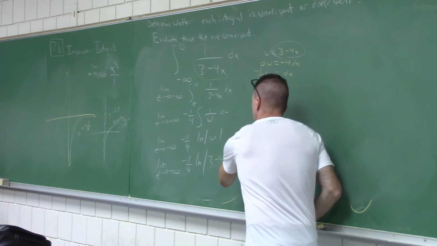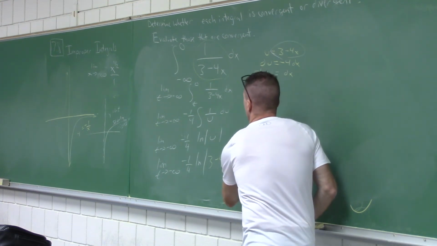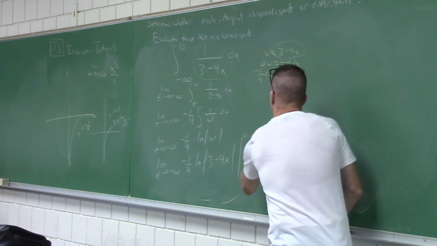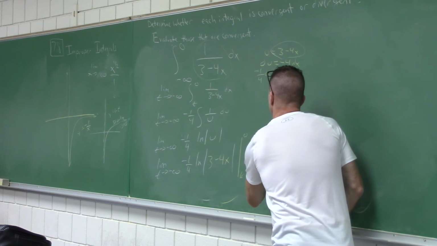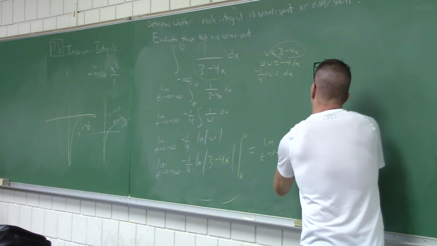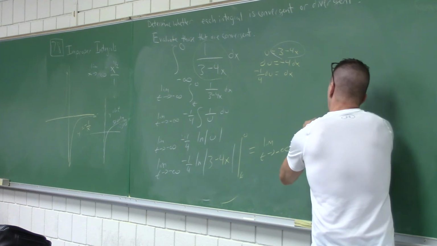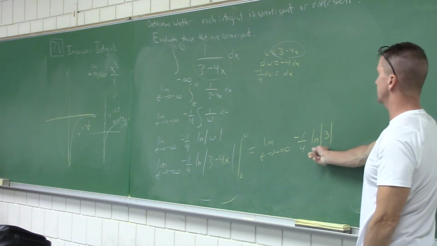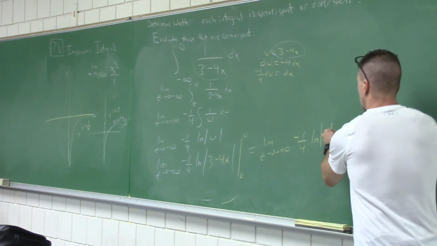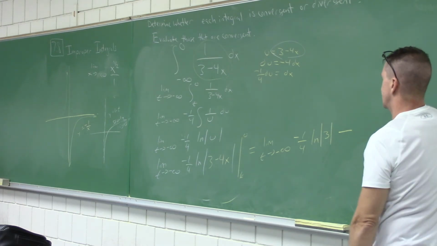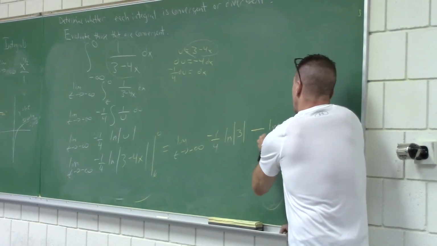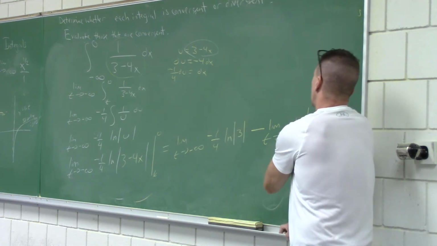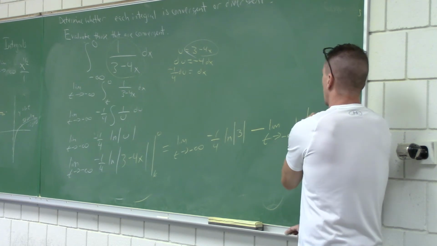All right. So I get this, and we're going to use limits for t and 0. All right, let's start out. Plug the 0 in first. I get the limit as t approaches negative infinity of negative 1/4 natural log of 3. Hey, that's just a number. We got that so far. Yeah, but it's all about the second part. Subtract the limit as t approaches negative infinity of natural log of 3 minus 4t.